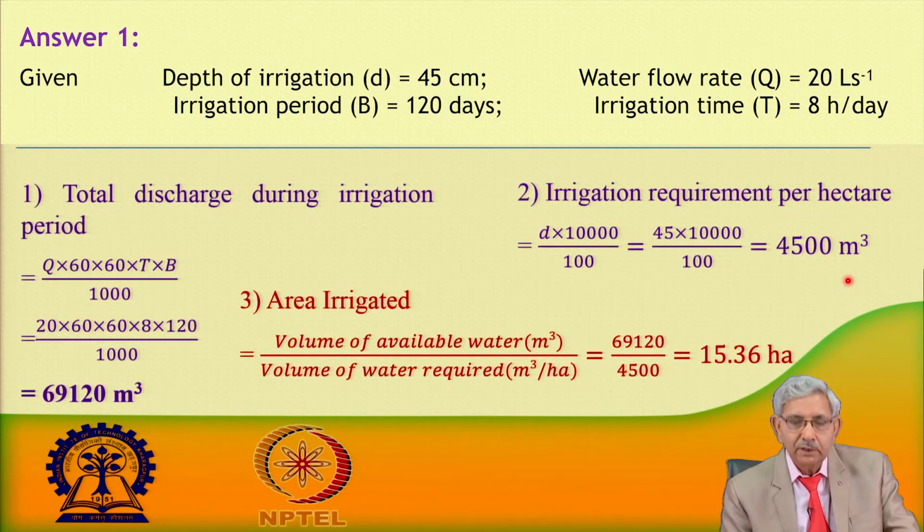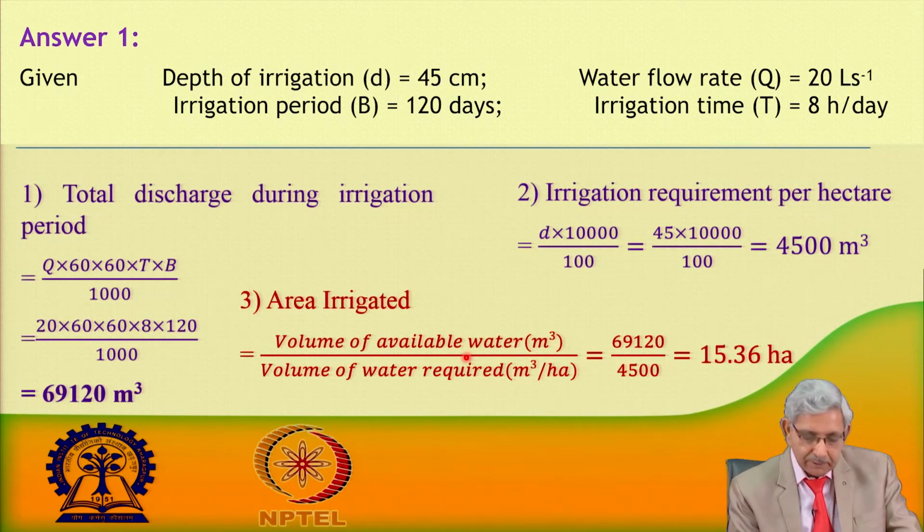So, the area to be irrigated will be the volume of water available, that is 69,120, which is computed from the 20 liter per second, divided by the volume of water required, which is 4500 cubic meter per hectare. So, this comes to 15.36 hectare.